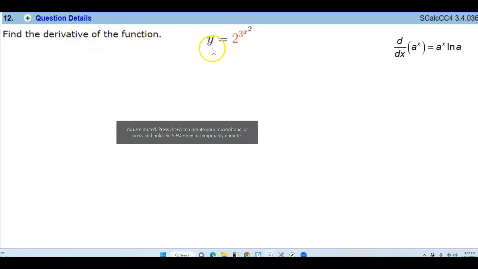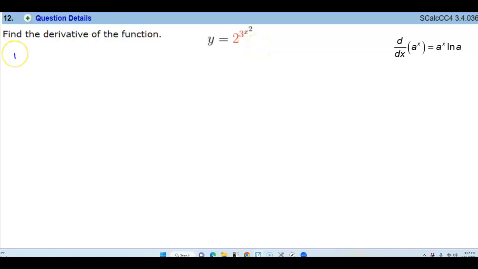Find the derivative of the function y equals 2 to the power of 3 to the x squared. So first thing we're going to do is let u represent 3 to the power of x squared. And therefore, if we do that, then we would let y equal 2 to the power of u.